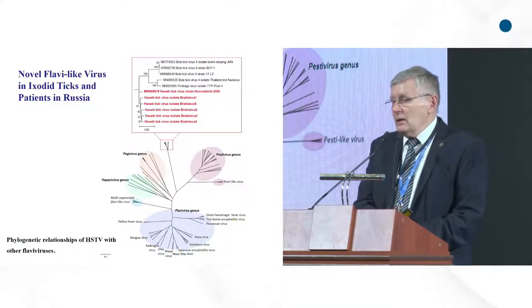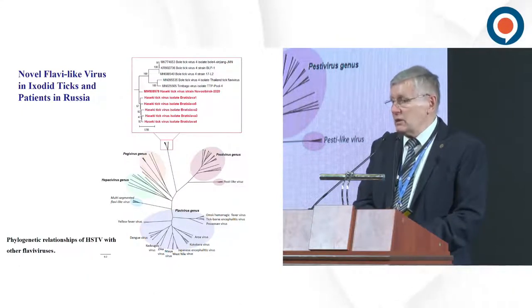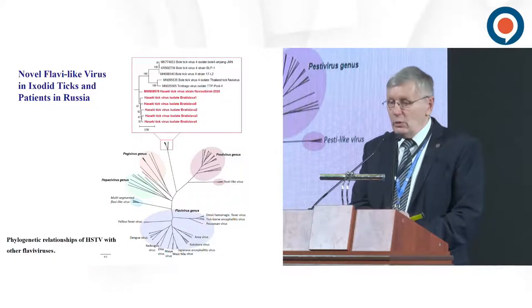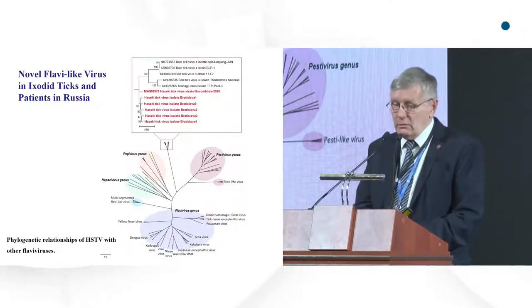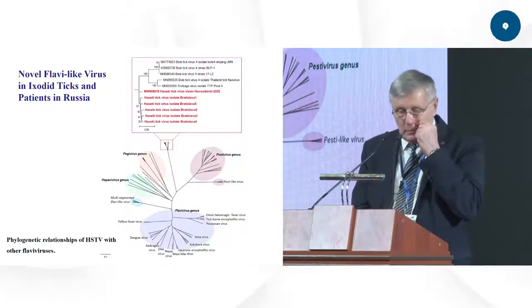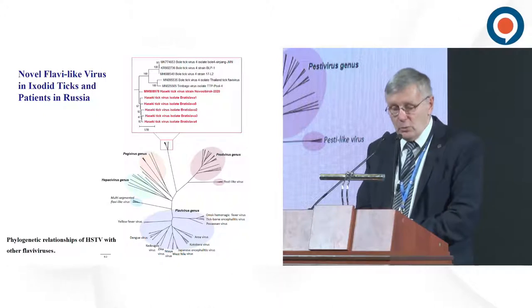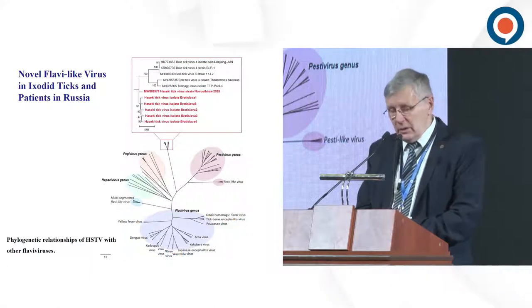You see here five isolates. And the Bratislava also is present here. And so we can conclude that this virus circulates also in Bratislava. It is in the ticks. And this is an official discovery, and it was all published in the databases on the sequencing of the ticks.